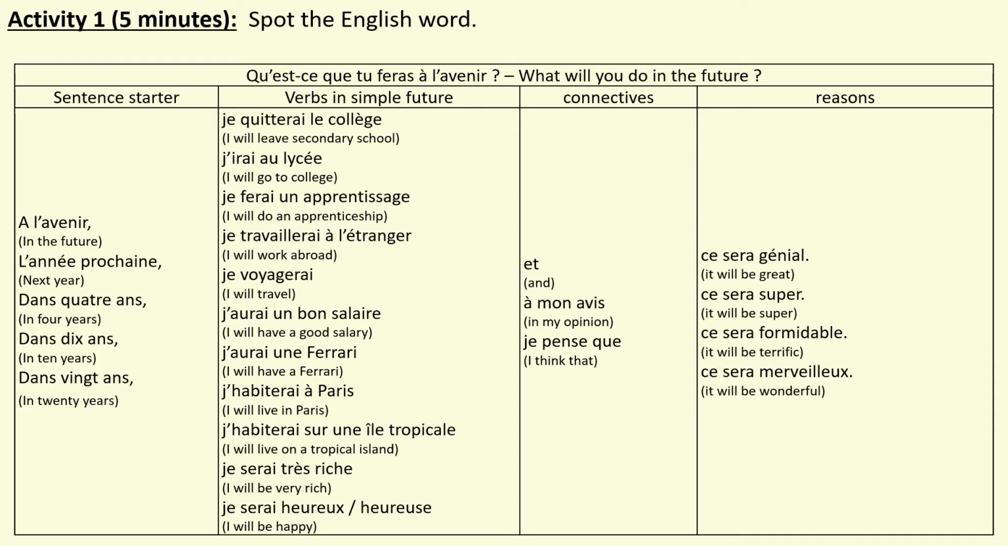For our first activity, I want you to spot the English word I am going to put in the middle of a sentence I'm about to read, and then write down its French in your exercise book. So write down numbers 1 to 8 in your exercise book, and then I want to see the word that I should have said in French.